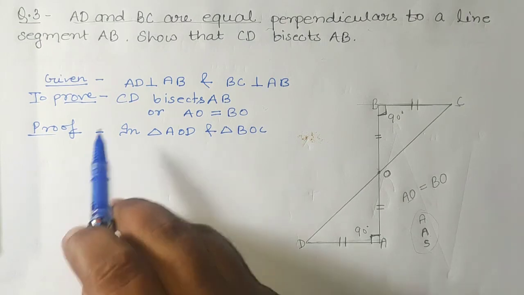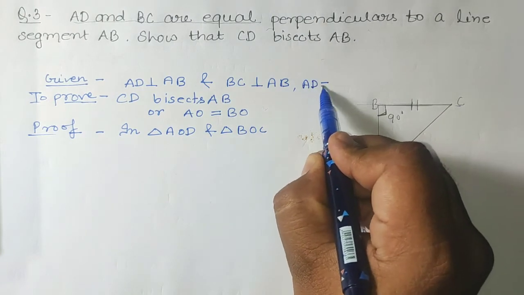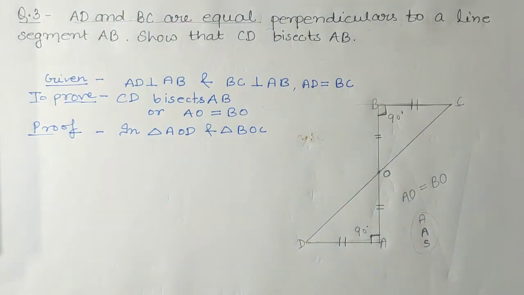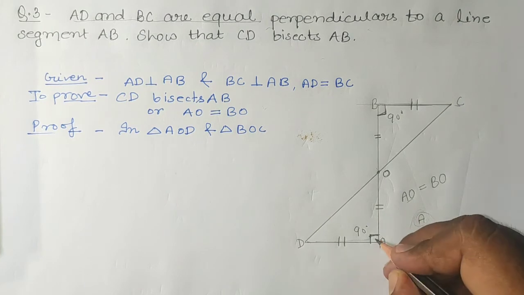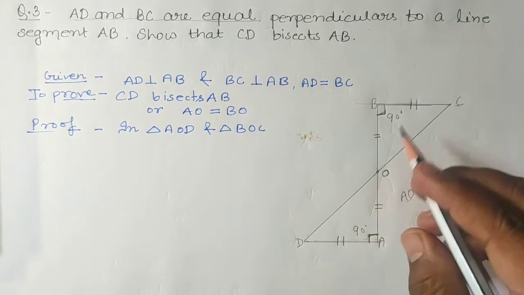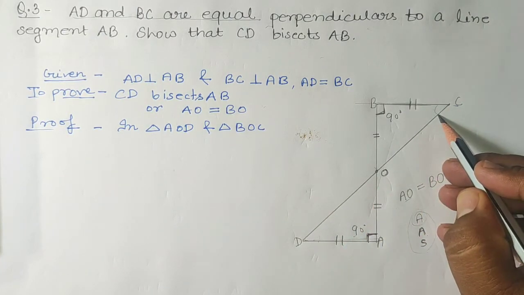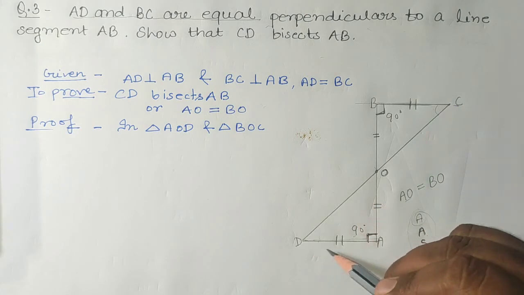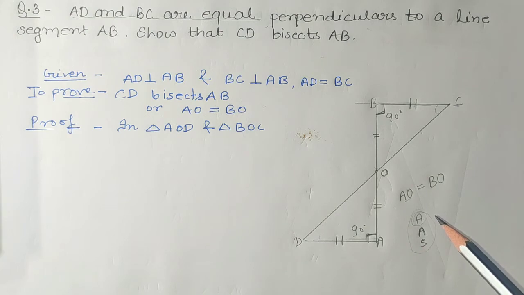But before that, in the given part, we have to mention this also, that AD is equal to BC is also given. Now students, we have to think how we can prove that one more angle is equal. So see, one angle is 90 degrees and one side is equal. So can this angle be equal to this angle? We are not having any information that the sides AD and BC are parallel.